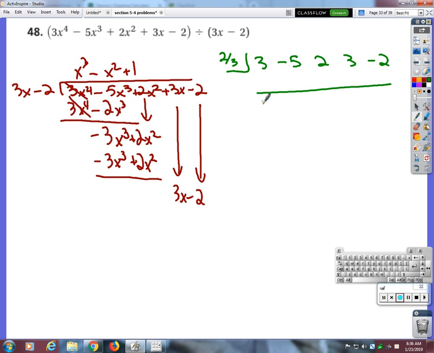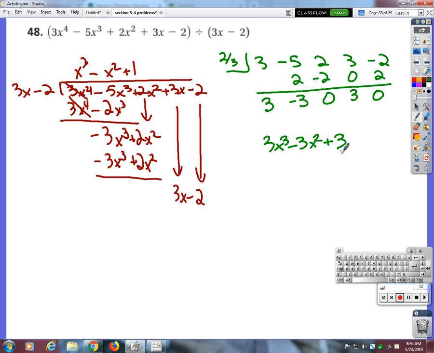So the first thing I need to do, just like before, is bring down the 3. 2/3 times 3 is 2, because the 3's cancel, good. Negative 5 plus 2 is negative 3. 2/3 times negative 3 is negative 2. Add those together and you get 0. 2/3 times 0 is 0. Add those together and get 3. 2/3 times 3 is 2. Add those together and you get 0. Okay, so by synthetic division, our answer would be 3x cubed minus 3x squared plus 3.